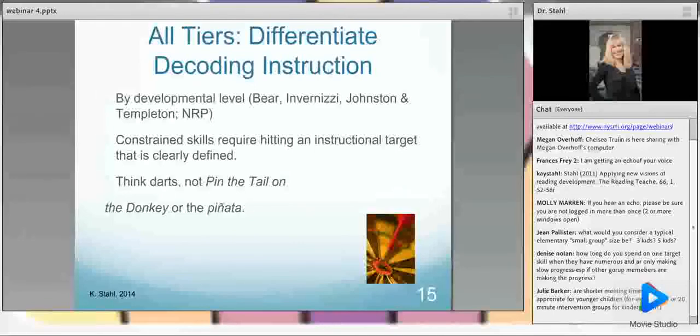Think darts, not pin the tail on the donkey. This is a very important element to ensuring that 10 minutes of phonics instruction can really be powerful, if you're targeting the instruction to where the child is. If the child is at a different developmental stage and you are teaching long vowels and they still haven't mastered short vowels, both of you will feel as though you're beating your head against a wall and being unsuccessful.